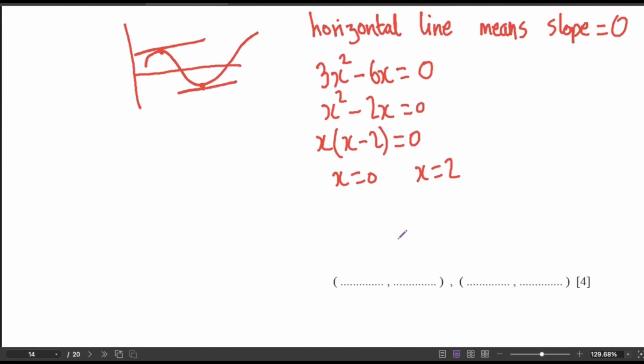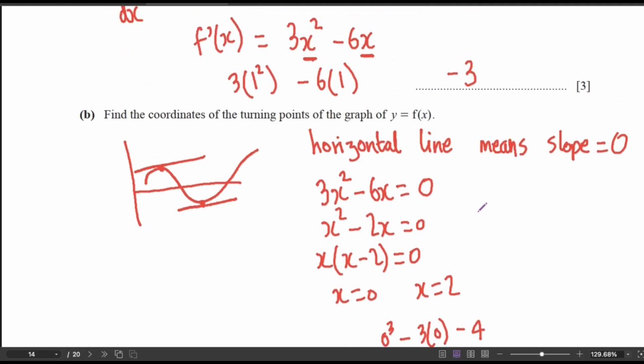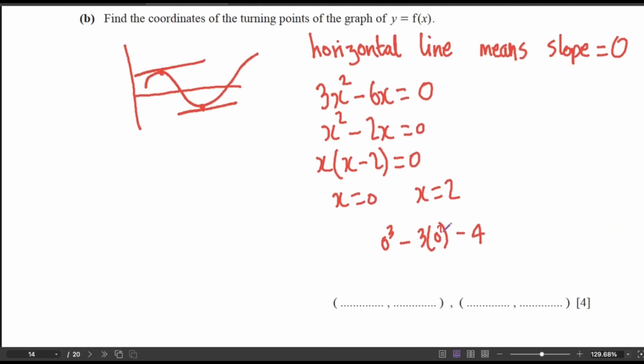So you would have 0 cubed minus 3 times 0 squared minus 4, which is just negative 4. And then when x is equal to 2, you would have 2 cubed minus 3 times 2 squared minus 4, which is equal to 8 minus 12 minus 4, which is equal to negative 8. But that's it. Those are your coordinates. You have 0 and negative 4, and then you have 2 and negative 8.